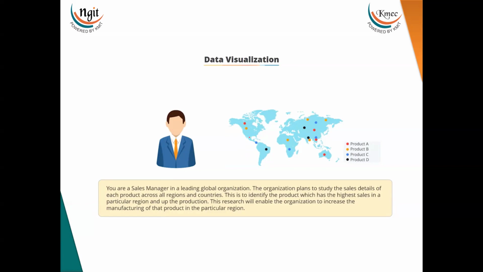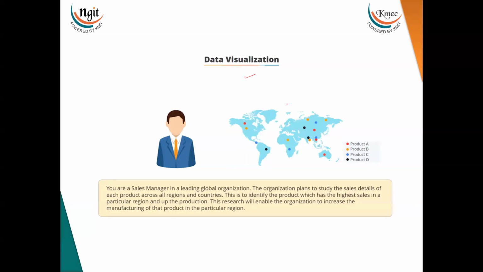So how are we going to do it? For that reason, we are going to use different techniques under this data visualization. Suppose you see here product A, in which region, which countries this particular product's sales are good. So we are just going to represent it with data points with different colors. So this is one type of representation. That is what data visualization is.